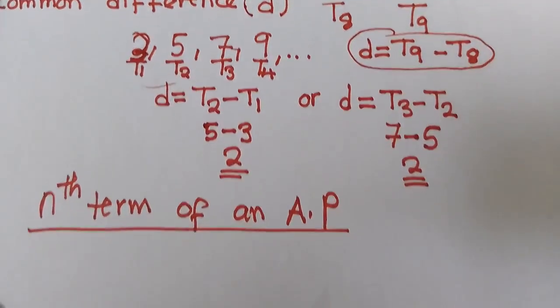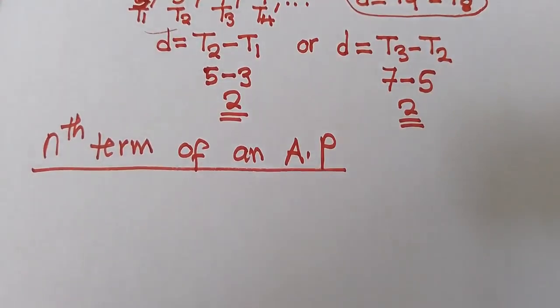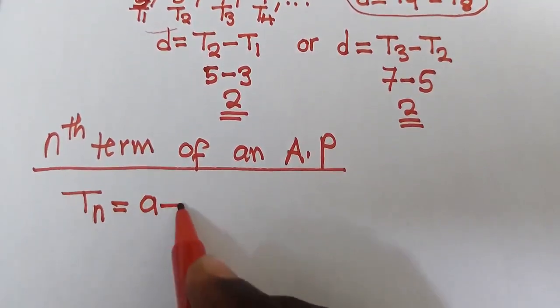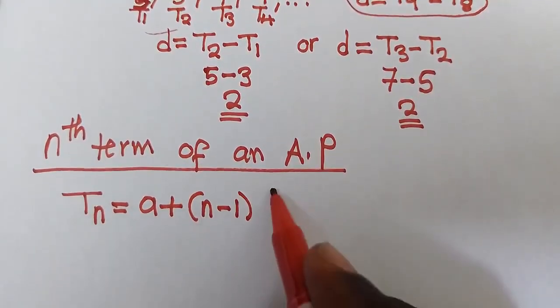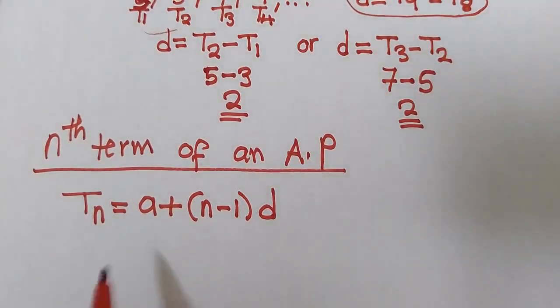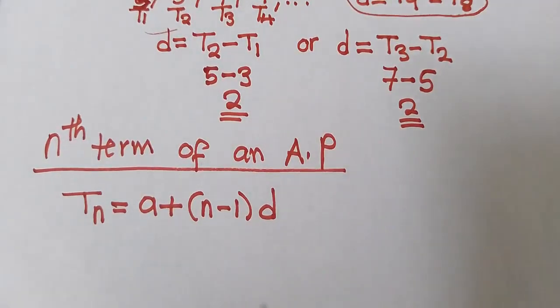Let me first give you the formula. The nth term is given by the formula a plus (n minus 1) times d. So this is the formula for the nth term. Each time you want to find the nth term, this is the formula that you need to use. I want everyone to understand this and get the concept.